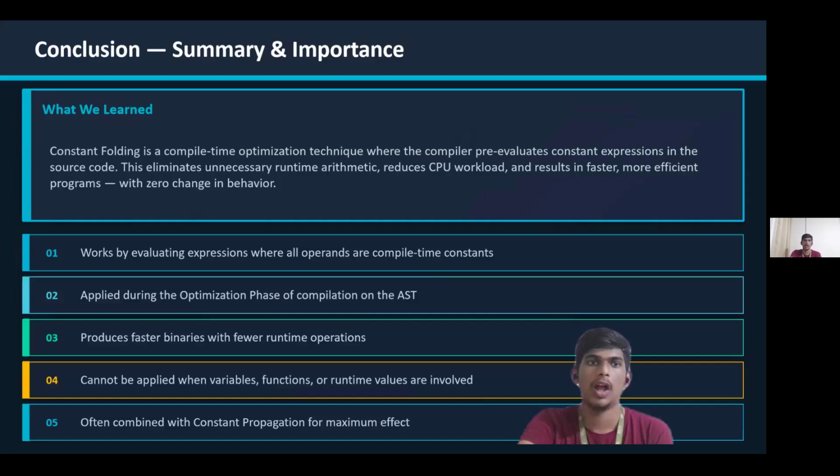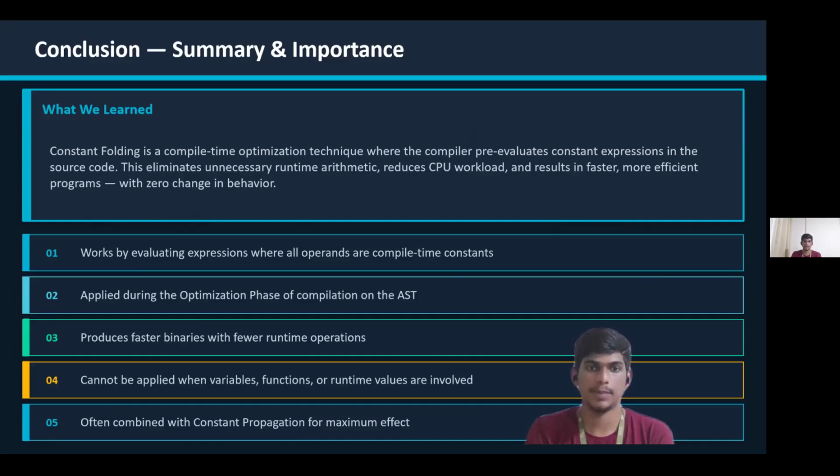And coming to the conclusion of what we have learned: constant folding is a compile-time optimization technique where the compiler pre-evaluates the constant expressions and substitutes the value into the source code, which eliminates unnecessary runtime mathematical, logical, and boolean expressions, and eventually reduces the CPU workload as well. That results in a faster and more efficient program with zero change in behavior, and it's safe and secure.